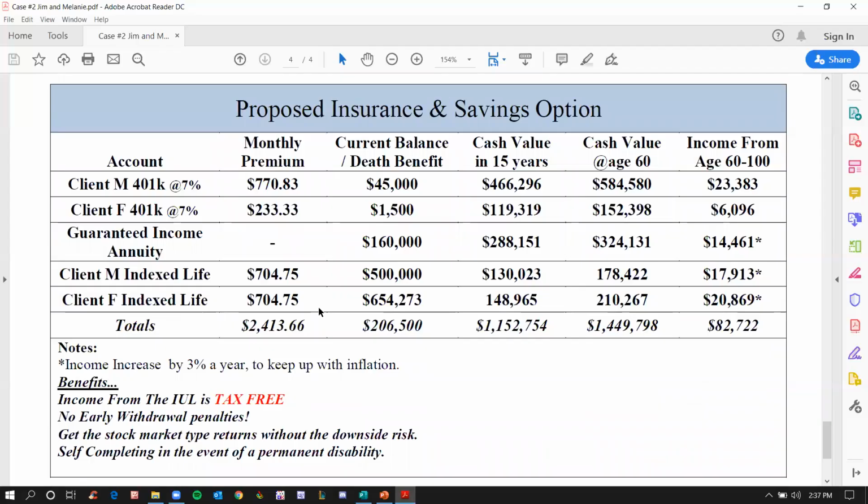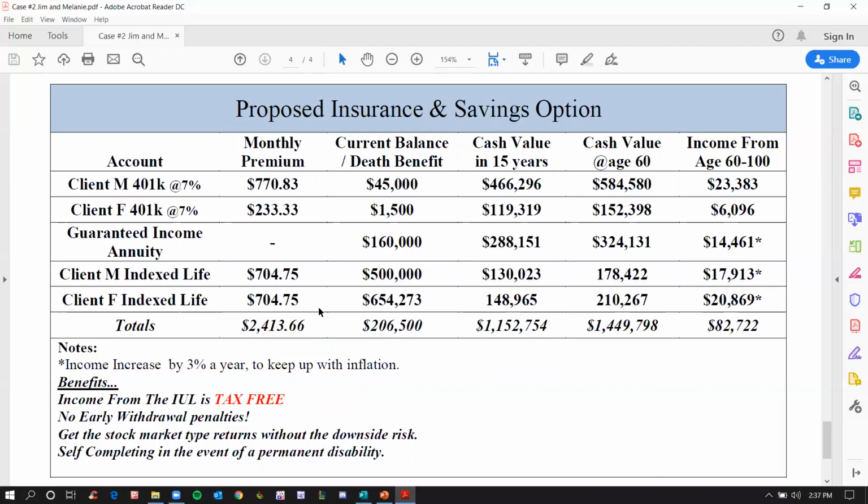All right. Now, on top of that, so that's a pretty good deal by itself. On top of that, the income increases by 3% a year to keep up with inflation. Those increasing lifetime income payouts. All right. Income from the IUL is tax-free, so the government's not involved in it. There are no withdrawal penalties on your money. You get to have the upside of the potential of the market with the downside risk.